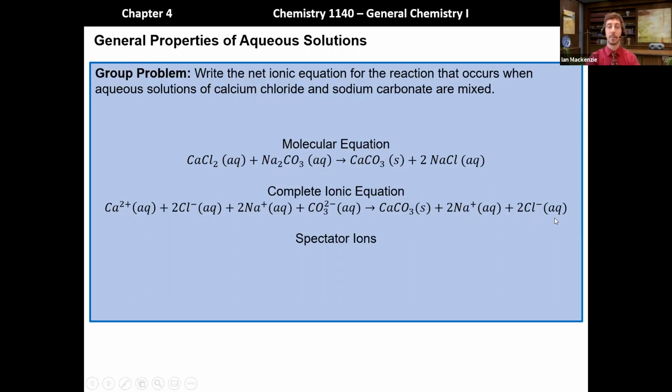I identify my spectator ions, which happen to be chloride and sodium. Chloride shows up in the same form on both sides. Sodium shows up in the same form on both sides. And then I cancel those out and write my net ionic equation as simply being the calcium ion plus the carbonate ion forms calcium carbonate.